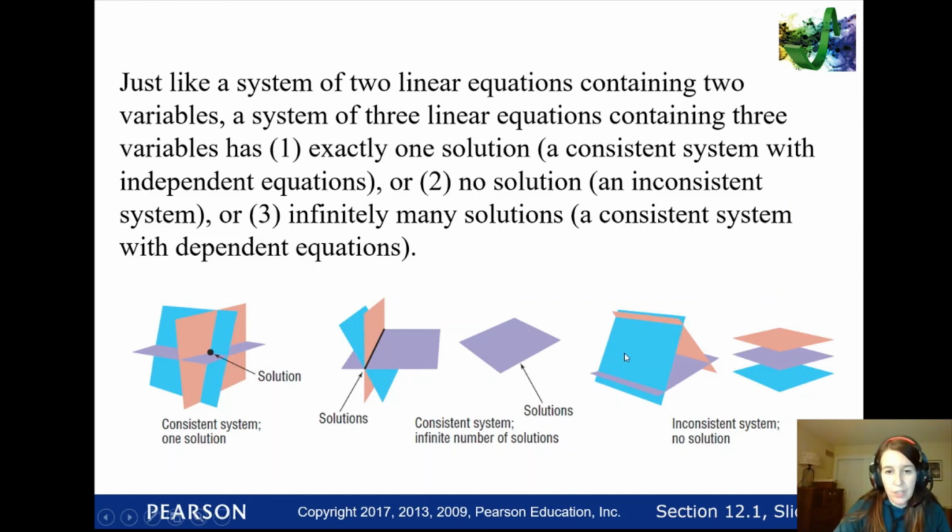So I hope that this diagram helps you visualize a little bit what's happening. And make sure that you do write down that vocabulary of consistent, that has a solution, and consistent with infinite number of solutions, or an inconsistent system with no solution.